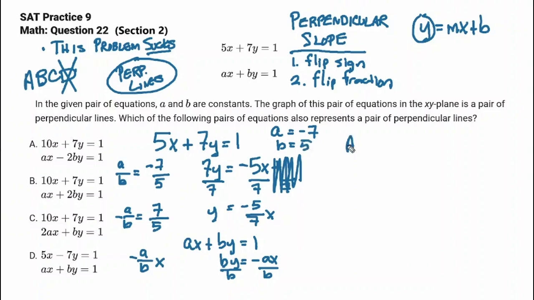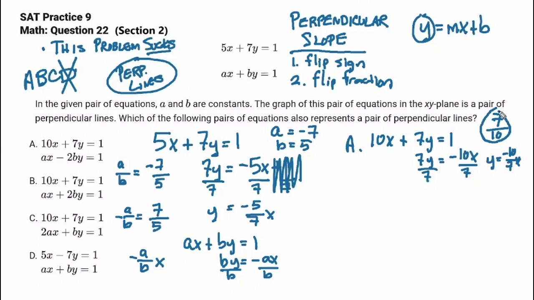All right, so we're just going to go down to the answer choices. We're looking at answer choice A here. We've got 10x plus 7y equals 1. Again, we got to find the slope, so we got to get it into this form. So it's 7y equals negative 10x, plus 1 doesn't matter. Got to get y by itself. Y equals negative 10 over 7x. So what's the slope? Slope is negative 10 over 7. If we flip the sign and flip the fraction, we're looking for a slope of 7 over 10. I'm going to circle that.